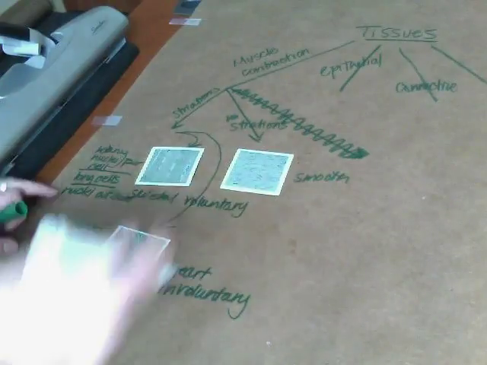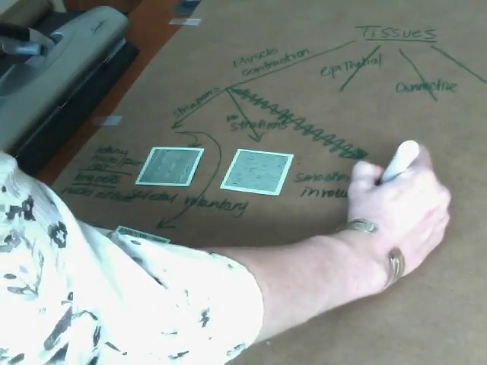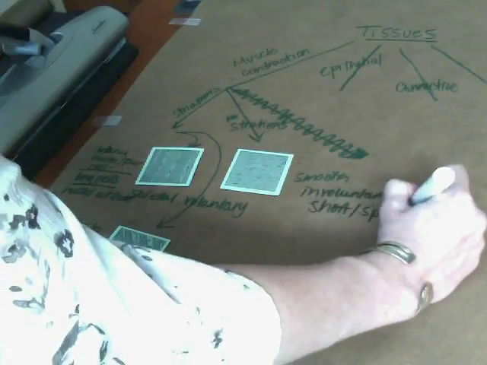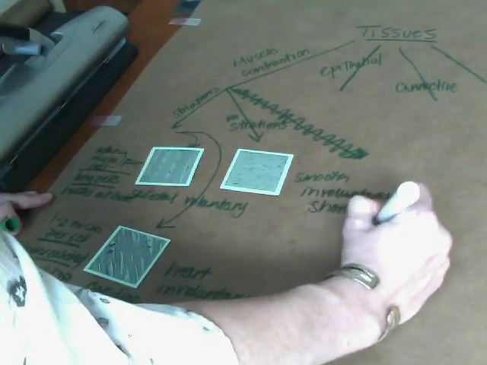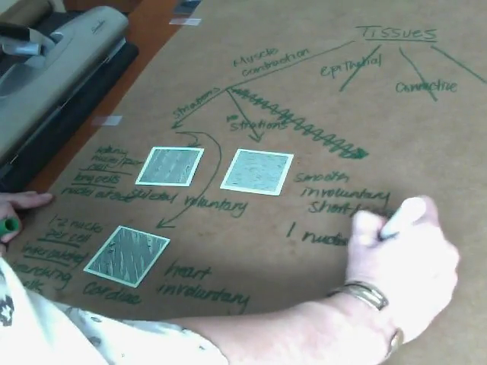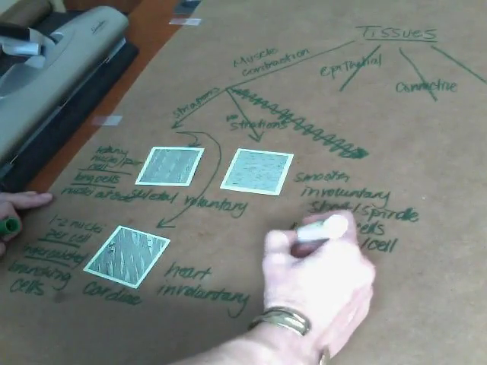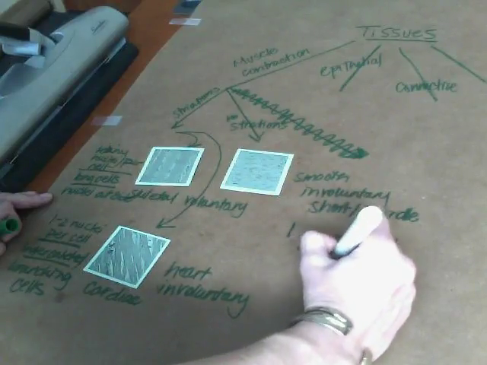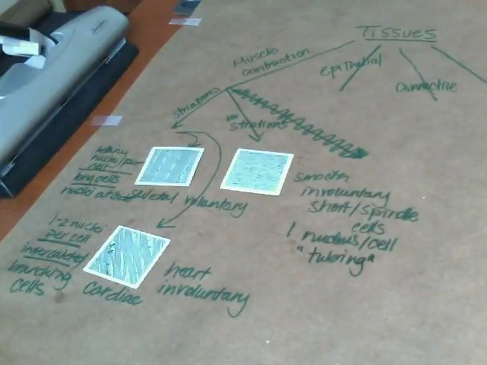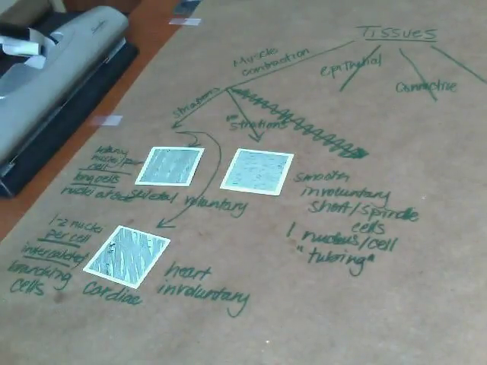You could do the same over here for smooth. You could say it's involuntary. You could say that it has short spindle-like cells. You could say it has one nucleus per cell. And we could also say where we find it. We could find it around a lot of the tubing of the body. So these are just some examples of how you can go about creating your own maps to be able to recognize some of these differences.